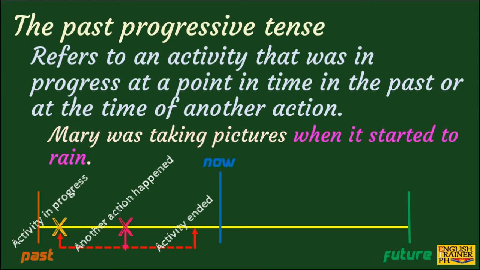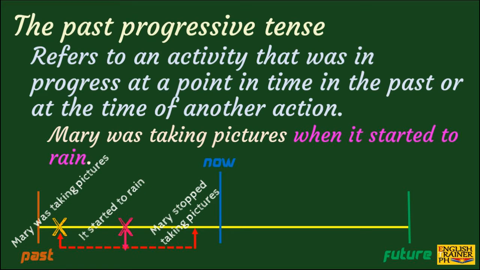If we take a look at the timeline, we will see that Mary was doing something, which was taking pictures. So this is the activity in progress. And then another action happened, which is also in the past. So it started to rain. So while Mary was doing her action, another action interacted with that action.